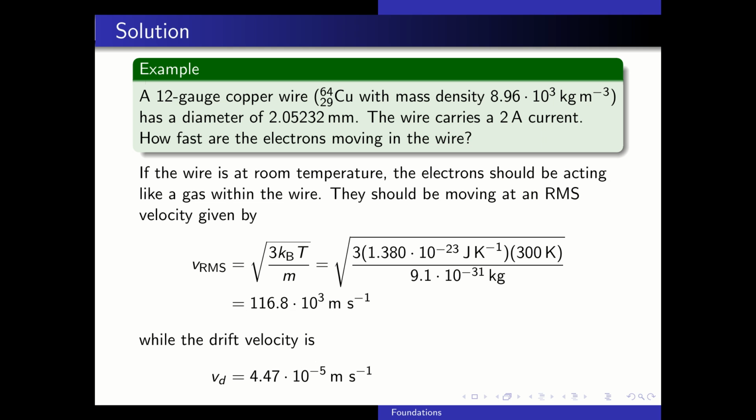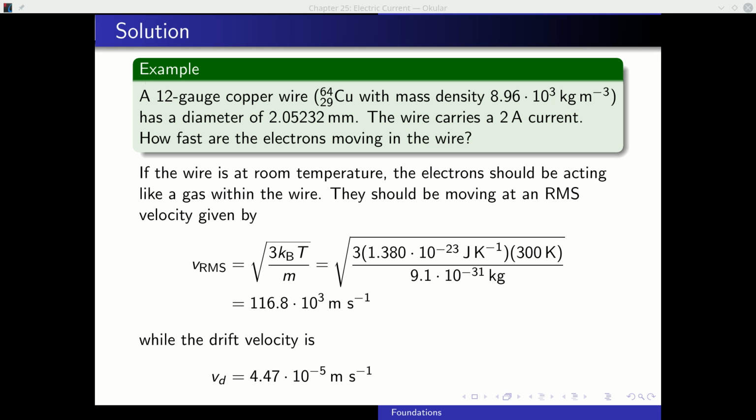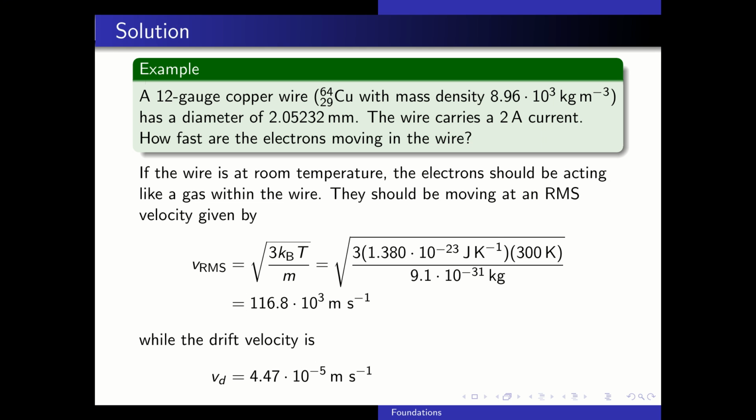These things are zooming around. They are going ridiculously fast. They're going way faster than escape velocity, so it's a good thing they're not bound to Earth by gravity. They're bound by these electrostatic attractions. So they're moving at about 1 times 10 to the 5th meters per second. Drift velocity, though, is about 4 times 10 to the negative 5th meters per second. What's going on? How can these particles be moving so fast, but moving so slowly down the wire?